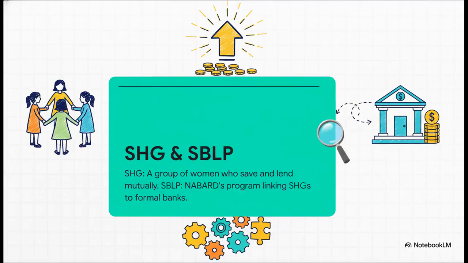One of NABARD's most famous innovations is the SHG Bank Linkage Program. It's a brilliant idea. It takes these small, informal groups of women, called self-help groups, who save and lend money among themselves, and it connects them to the formal banking system. This is the world's largest microfinance program and an incredibly powerful tool for women's empowerment.